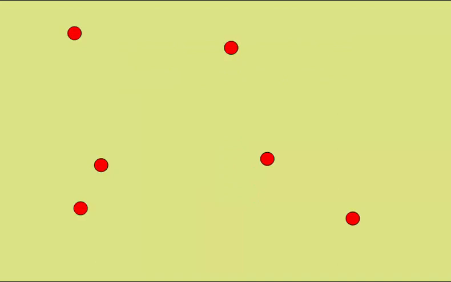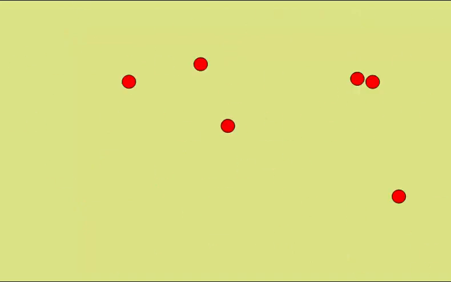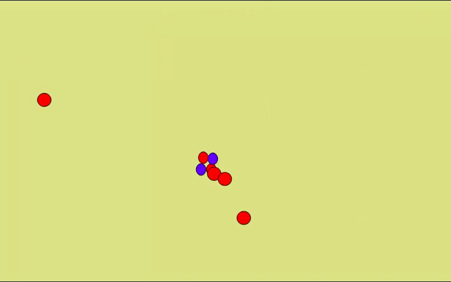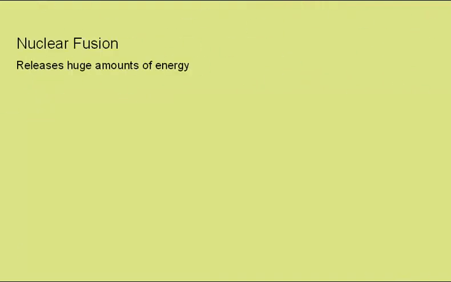So inside the cloud now we have protons which will be moving around incredibly rapidly. Some of these may eventually fuse to form helium. It's a rather more complicated process than this, involving several stages. But this is called nuclear fusion. This releases huge amounts of energy, and from this process a star is now born.